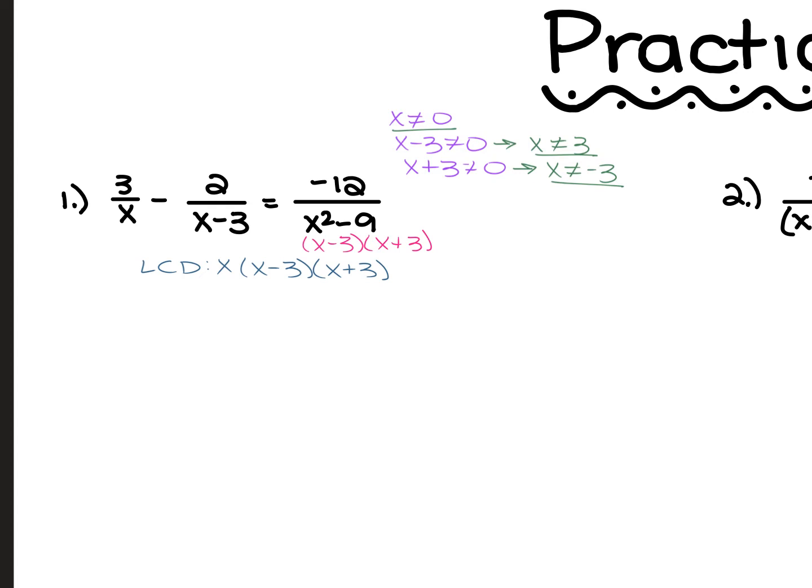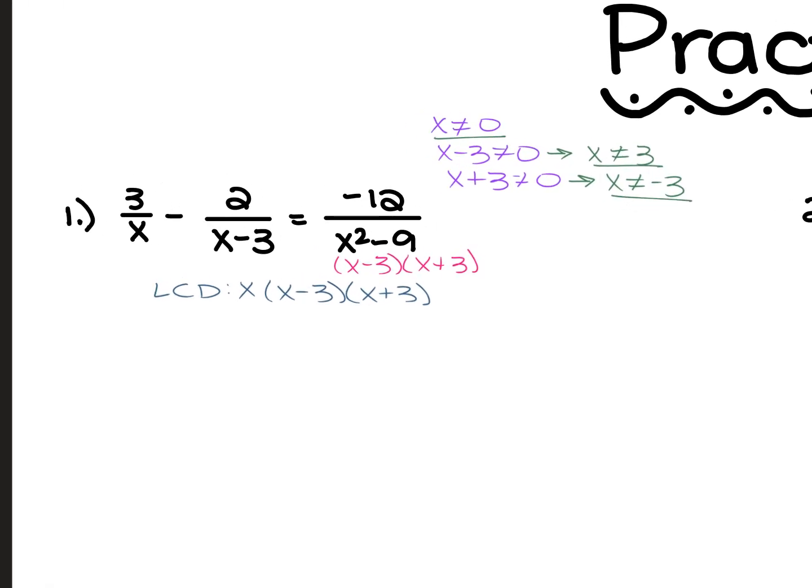If we multiply everything by our least common denominator, we're going to have the 3 over x times x minus 3 times x plus 3. So that x is already in our least common denominator. It's going to cancel out, and we're just going to multiply by x minus 3 times x plus 3.